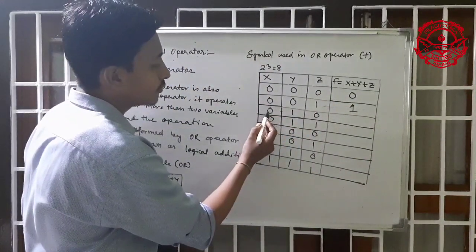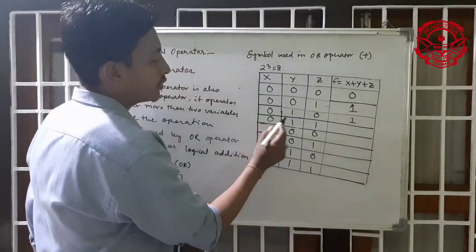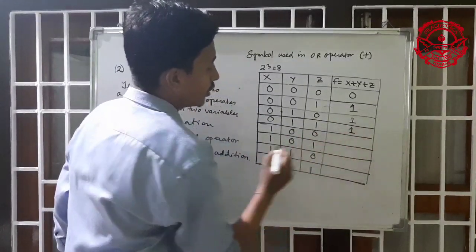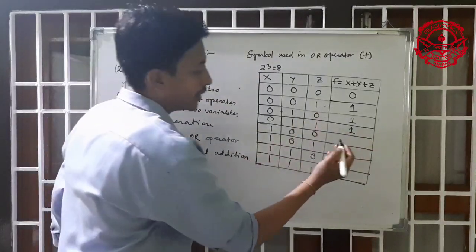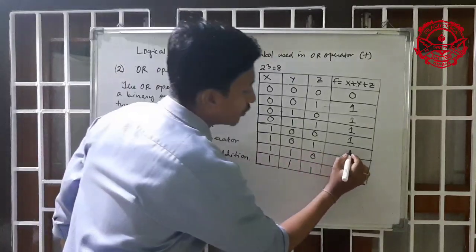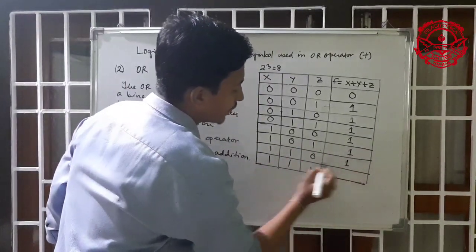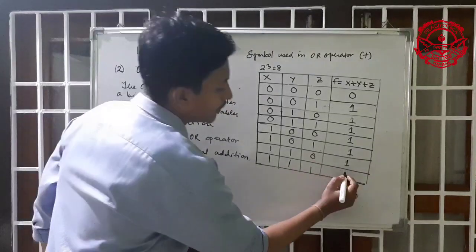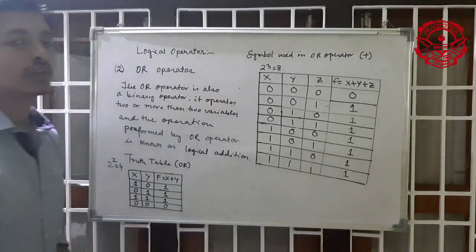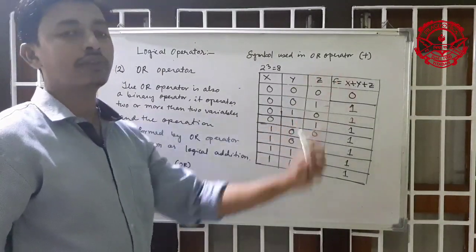Again see, false, true, false means true. False, true, true, true. True, false, false, definitely true. True, false, true, true. True, true, false means true. And the last one is true, true, true, so the answer will be true. Only one condition, when all the values are 0, the answer will be false.